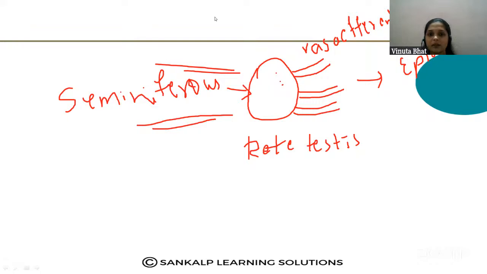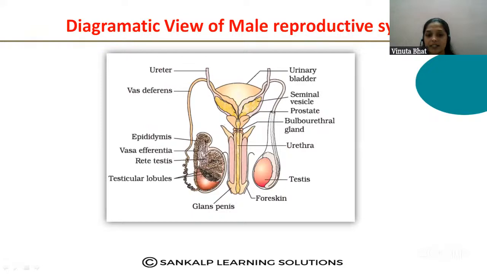Let us learn through the diagram. Here in the diagram they have given the testicular lobules. Inside the testicular lobules are the seminiferous tubules. These seminiferous tubules produce the sperms and transfer them into the rete testis, where the sperms are collected. Then from the rete testis, small ducts are formed, called vasa efferentia. The sperms collected in the rete testis then pass through the vasa efferentia.